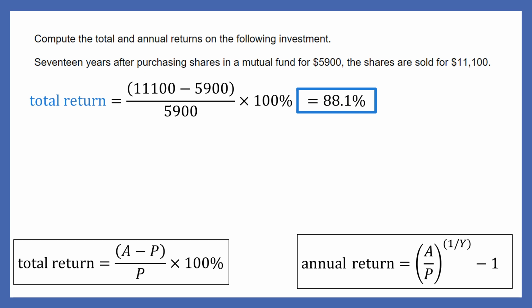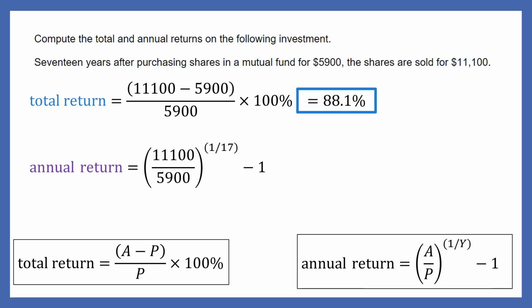That's a good return. However, it's worth noticing that this did take 17 years. And so for 17 years, you had to wait for that to get to 88% profit. So another thing we got to look at is the annual return. The annual return means we're going to take the amount we ended with, divided by the amount we started with, and then we're going to raise it to the 1 over y. And so in this case, 1 over 17 power, because we need to account for the number of years. And then we're going to subtract 1.